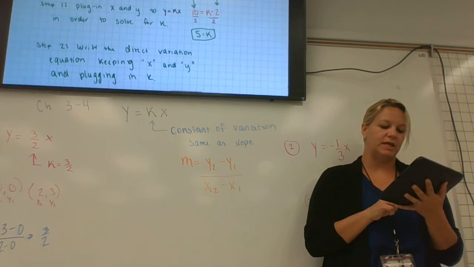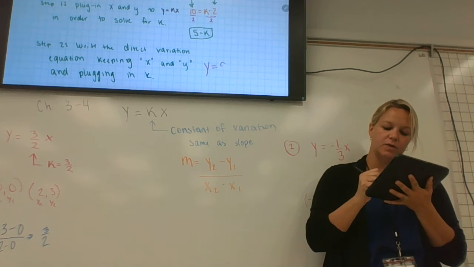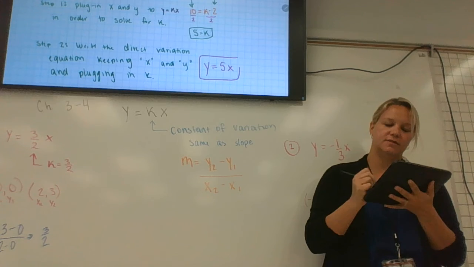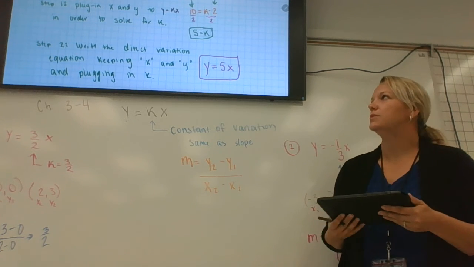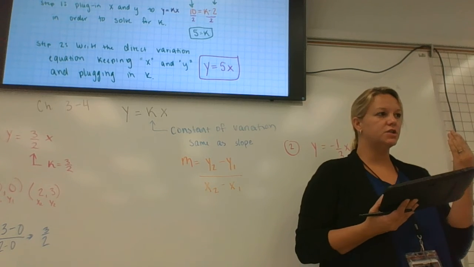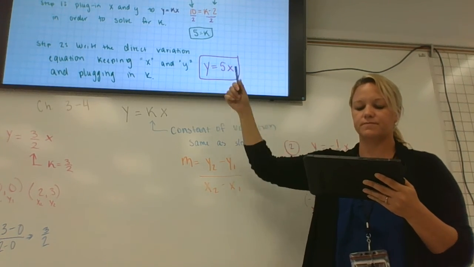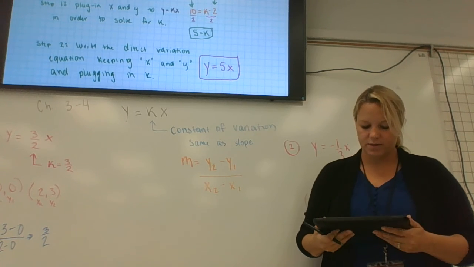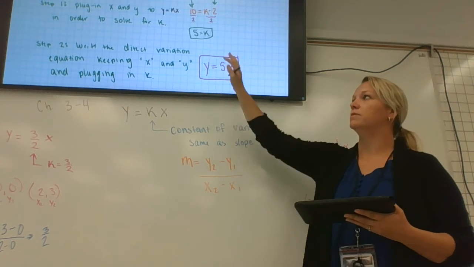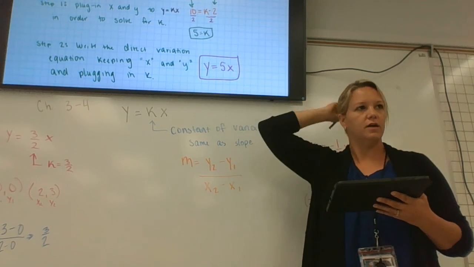Step 2 would be then to write the equation. So now I know my equation is y equals 5x. So you plug in what they tell you to solve for the constant of variation, and then you put that constant of variation in the equation. And so that's all we have time for today, but I really want to work just on this tomorrow, plugging in x and y and finding k.